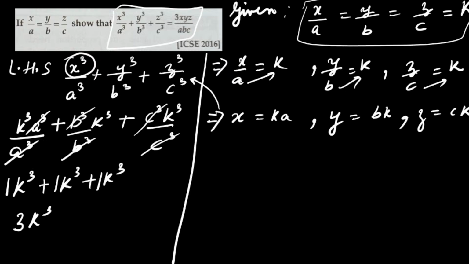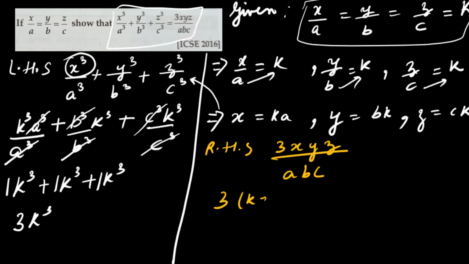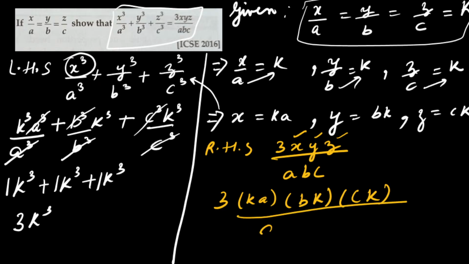Let's simplify right hand side also. So right hand side I am just simplifying here. Let me simplify it with some different color. So this is right hand side. What is the right hand side's value? Right hand side is given to us as 3xyz by ABC. So I will just substitute the values of xyz here. So this is 3. Value of x is ka. Value of y is kb or bk. Value of z is ck. So I have just substituted here values of xyz by abc.